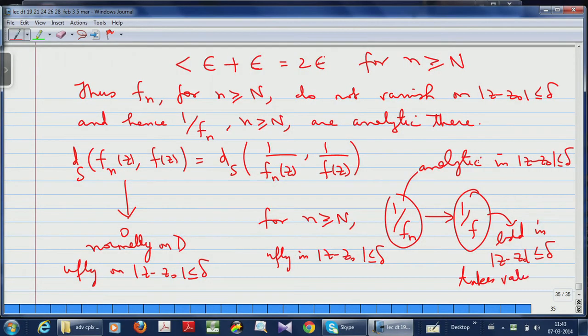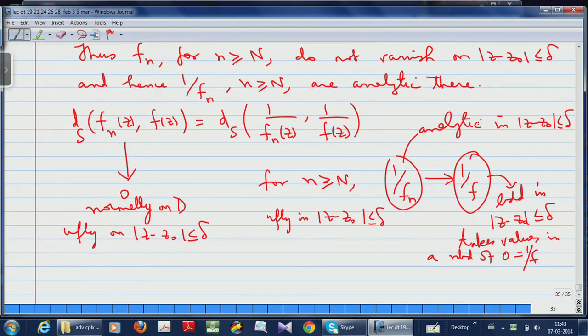Okay, so let me write that here. It takes values in a neighborhood of 0, which is actually 1/f(z0). Now, what does all this tell you? All these things will now tell you that 1/f is analytic at z0. And of course, at z0, 1/f is 0, because f(z0) is infinity. Therefore, z0 becomes a 0 of an analytic function. And what is the property of a 0 of an analytic function? It is isolated. So the moral of the story is that 1/f is analytic at z0, and z0 is a 0 of 1/f.